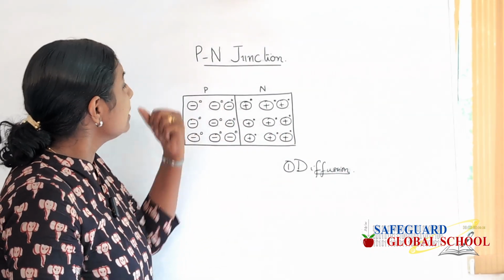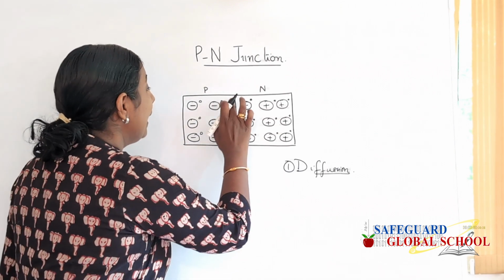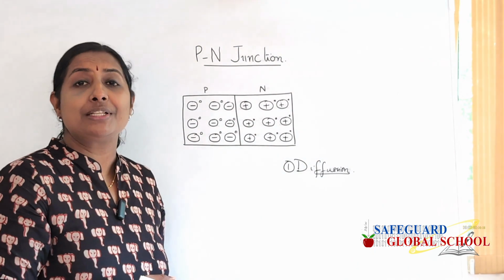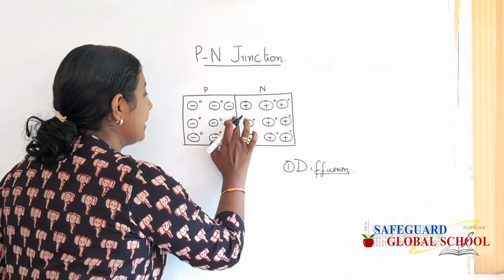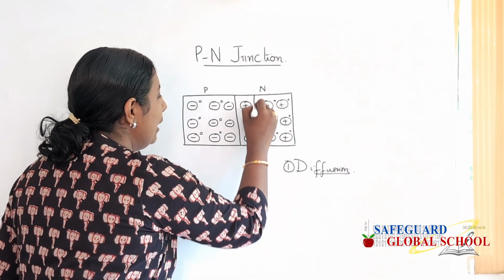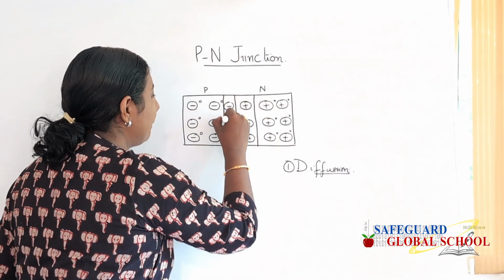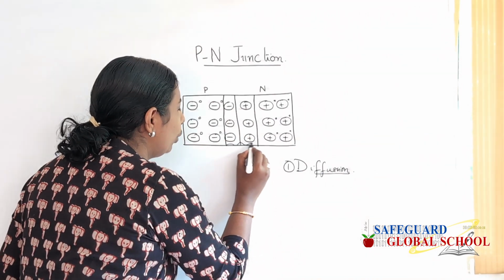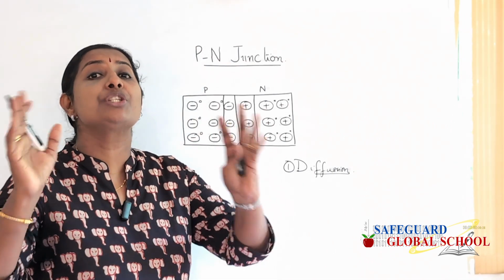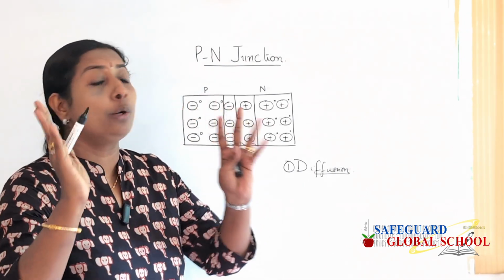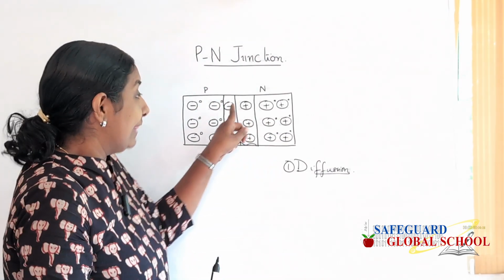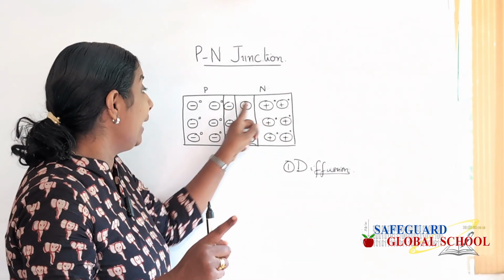So within some time, in and around the junction, due to the recombination of these electrons and holes, there develops a region in and around the junction where there are no mobile charge carriers, the charge carriers that cannot move. That is a space charge region. That means that there are charges but they cannot be moved.